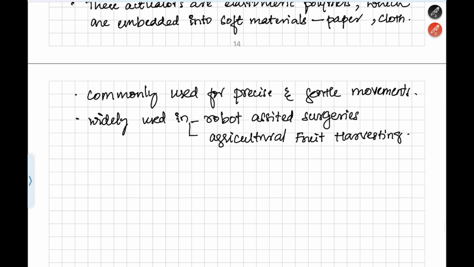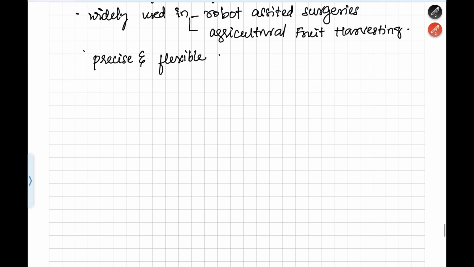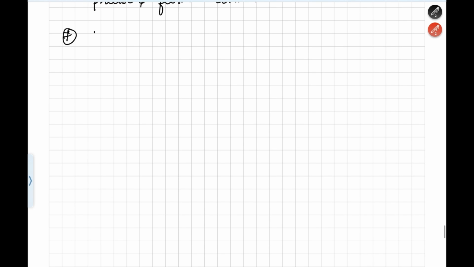Then speaking of agricultural fruit harvesting, again when we are dealing with fruits, we have to be very gentle, right? Or else the fruit might get damaged. So they are designed to manipulate soft materials and are used in many of these ways. So these are very precise and flexible depending on the action or the control which needs to be performed. Next we have shape memory polymers.